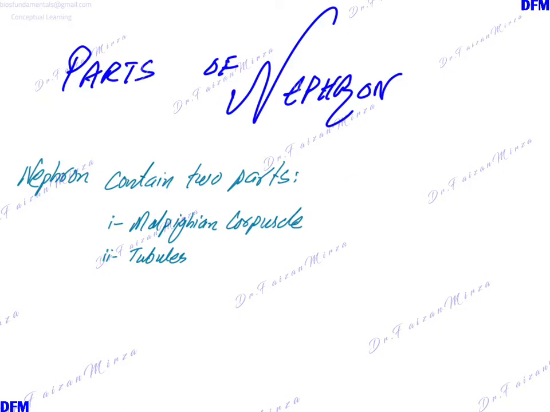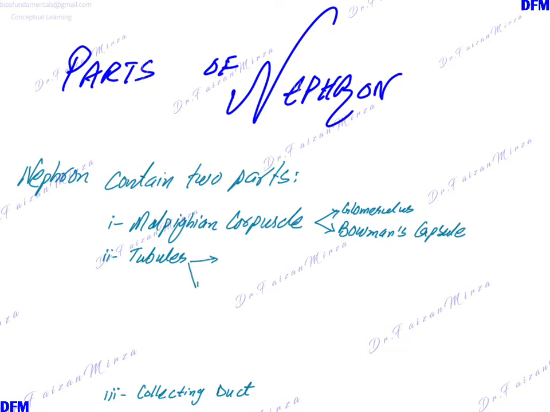Parts of the nephron. The nephron contains 2 basic parts. Number 1, the Malpighian corpuscle, and number 2, the tubules. At times, collecting ducts are also considered to be a part of the nephron. It depends on which book you are following. The Malpighian corpuscle includes 2 parts. Number 1, the glomerulus, and number 2, the Bowman's capsule. Whereas there are 3 types of tubules present inside the nephron.